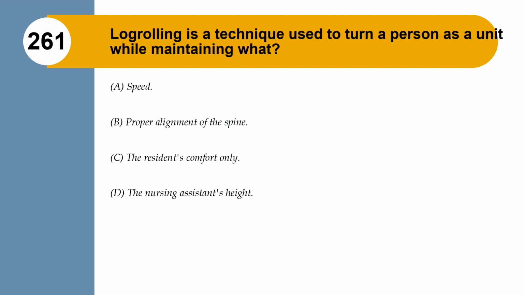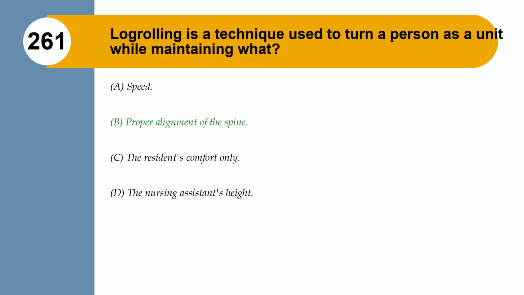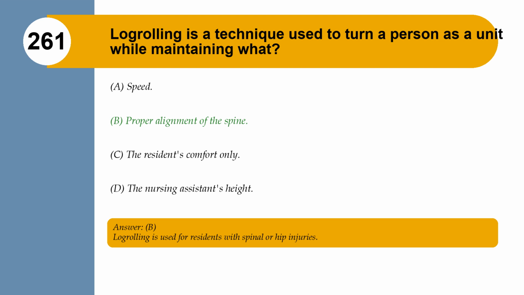Question 261. Log rolling is a technique used to turn a person as a unit while maintaining what? Option A. Speed. Option B. Proper alignment of the spine. Option C. The resident's comfort only. Option D. The nursing assistant's height. The correct answer is option B. Proper alignment of the spine. Explanation. Log rolling is used for residents with spinal or hip injuries.